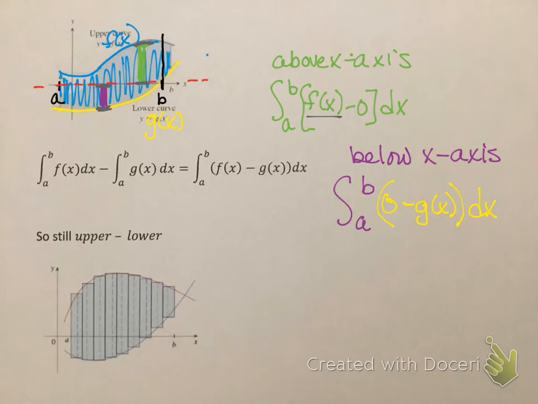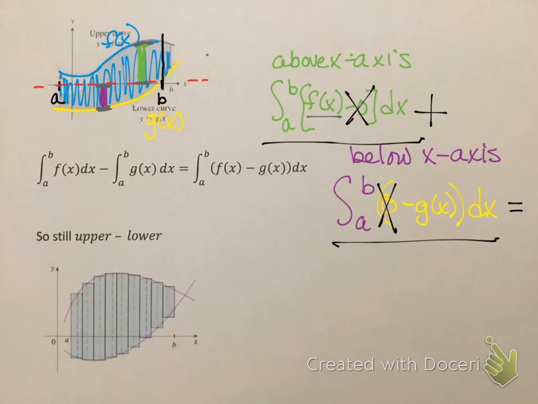Now, I would need to add these two integrals together. This integral plus this integral. Let's think about how I can write that. I don't have to worry about the plus 0. So look what I have. I have the integral from A to B of f of x minus g of x dx.